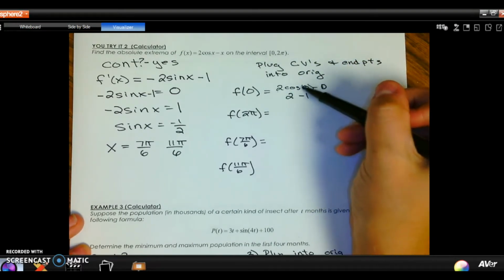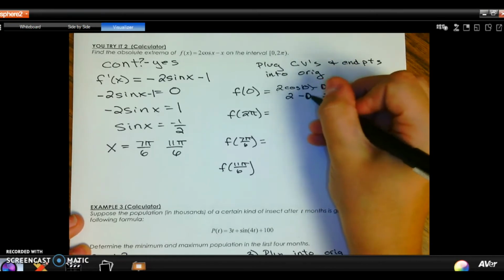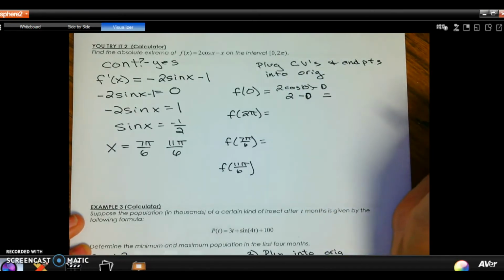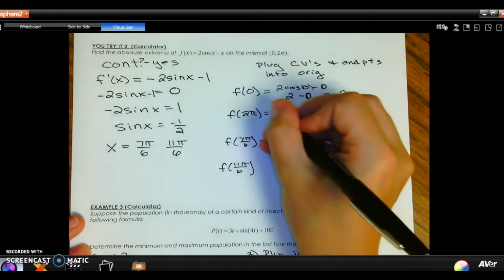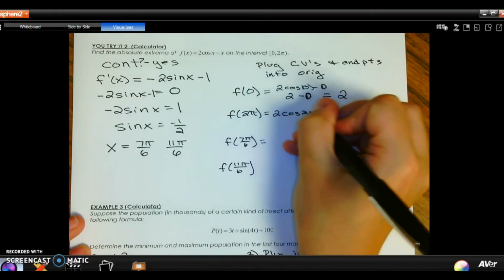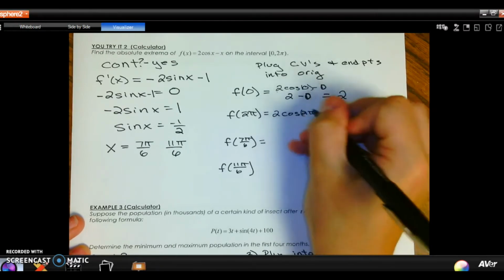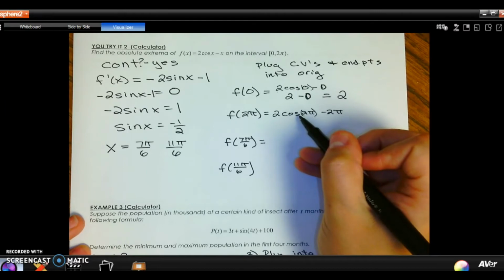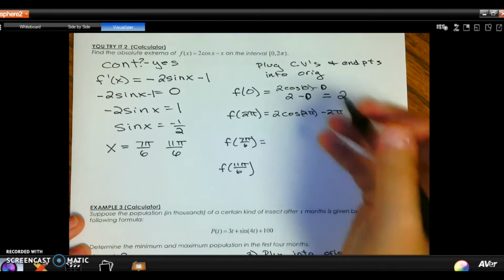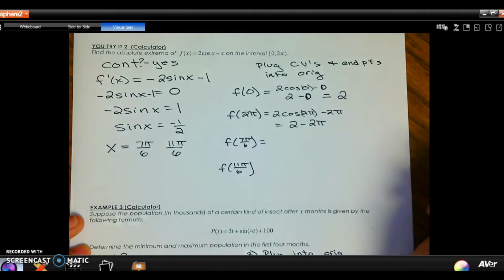So cosine of 0 is 1. 1 times 2 is 2. And then we're going to do 2 minus 0, okay, is going to be 2. So that one you're like, okay, I didn't need my calculator. When you go to plug in 2 pi, you get 2 times the cosine of 2 pi minus 2 pi. So cosine of 2 pi is, again, just a 1. So you get 2 minus 2 pi. So this equals 2 minus 2 pi.